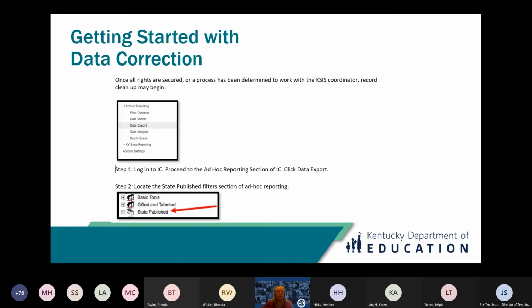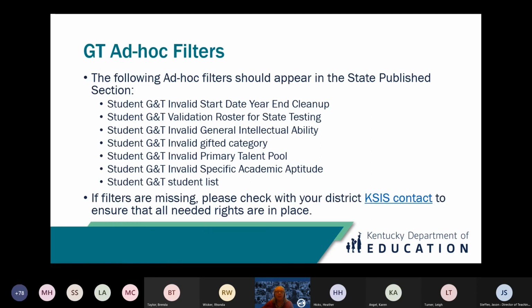So let's get started with some data correction. Once all your rights are secured, and a process has been determined to work with your cases person if you need that person to help you, record cleanup then begins. So of course you're going to log into IC and you're going to go down and look for state published ad hocs. These are the state published ad hocs that have been given to districts to use to help with their data cleanup. And as you can see, there's several there.